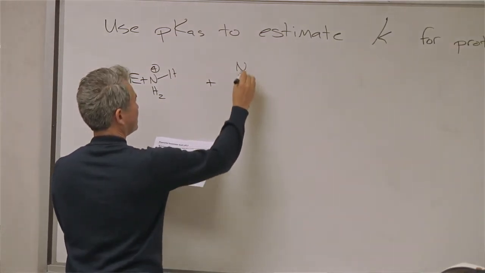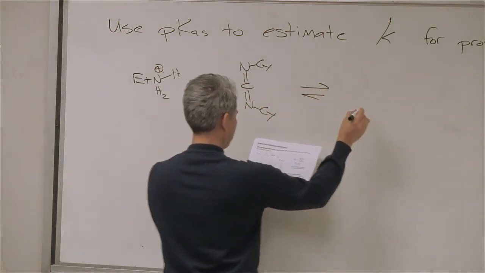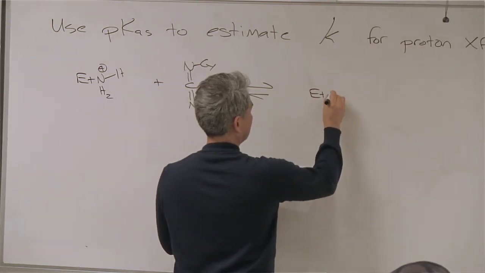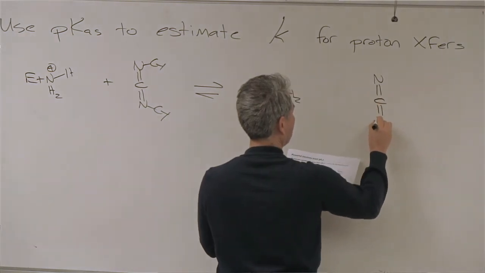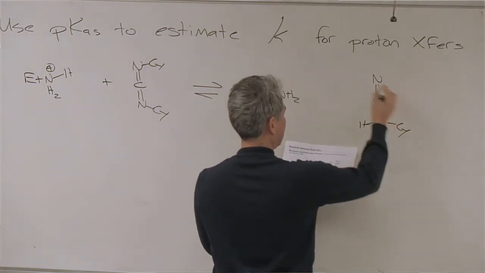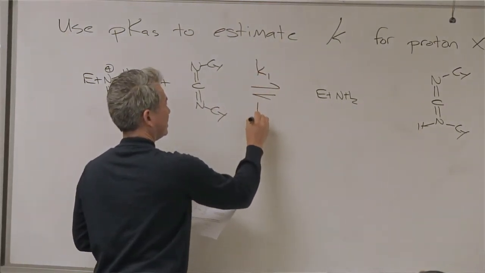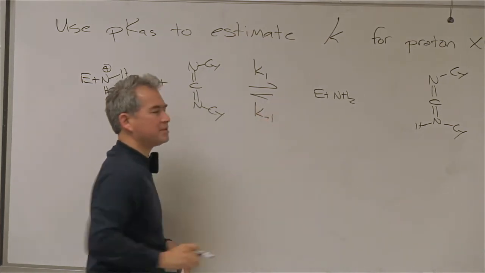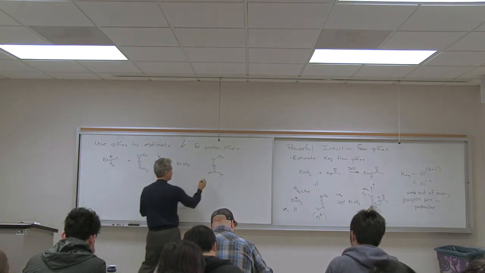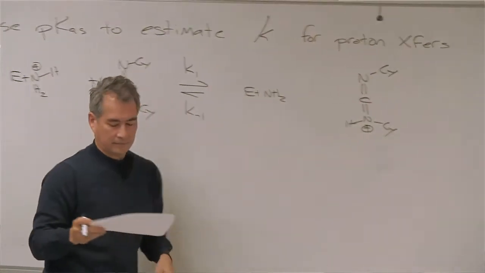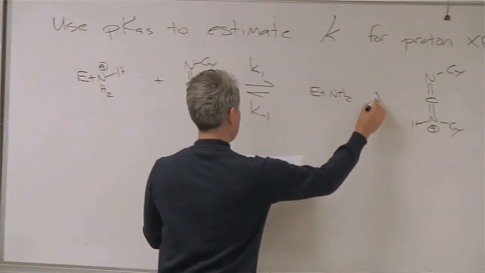Let's go ahead and redraw this equilibrium proton transfer. For a carbodiimide, you don't necessarily have to redraw this. I just want to redraw this in an uncomplicated way, where I can see these rate constants, where I can see there's a forward process and a reverse process. So I start off with an ethyl ammonium ion, I end up with this sort of aminium ion, and there's some sort of proton transfer.